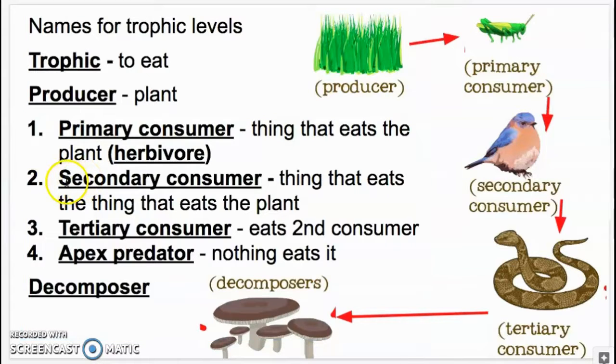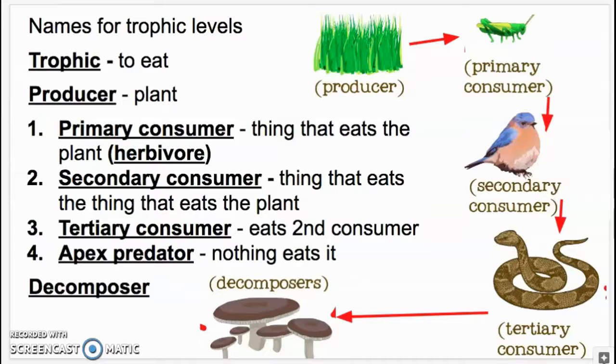Secondary consumers are the things that eat the primary consumers, so that would be the bluebird. A tertiary consumer eats the secondary consumer. And then the apex predator is at the top of the food chain. Nothing eats it. Finally, we have decomposers. These are things like mushrooms, worms, and flies. A lot of bugs are helpful for decomposing, and they help break down organisms when they're dead so that nutrients can get recycled.